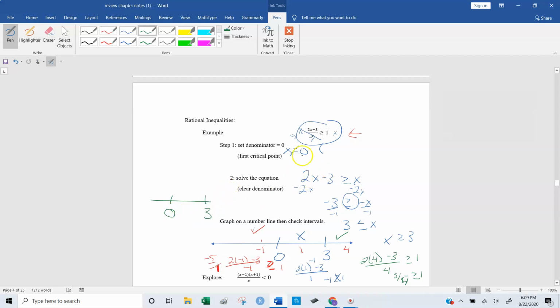point. It cannot be equal to 0, so we know this is a parenthesis. We know this section works, so this is a parenthesis to infinity. 3 does work, but it can't equal 3 because there's an equal sign here. So that is a bracket with infinity going this direction. All right, pause and try yours.